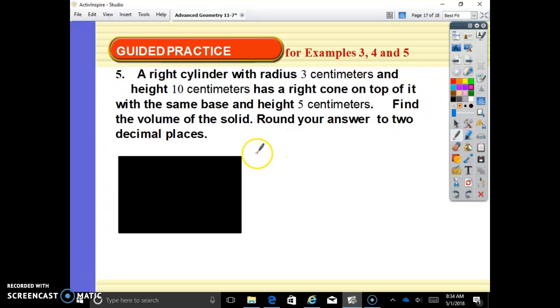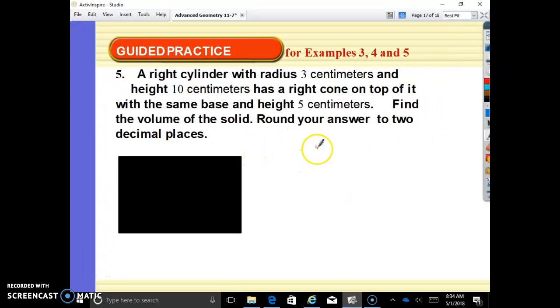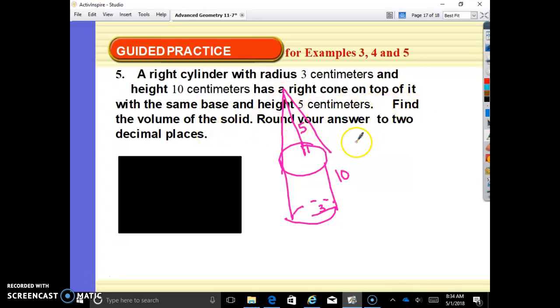A right cylinder with a radius of 3 centimeters and a height of 10 has a right cone on top of it. It's like a birthday hat on top of it, with the same base and height is 5 centimeters. Find the volume of the solid, round to 2 decimal places.